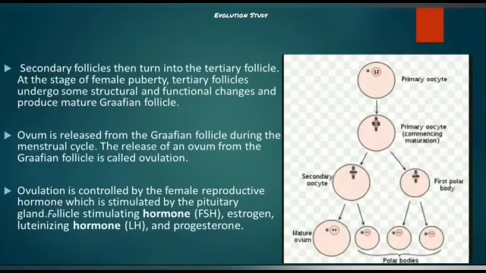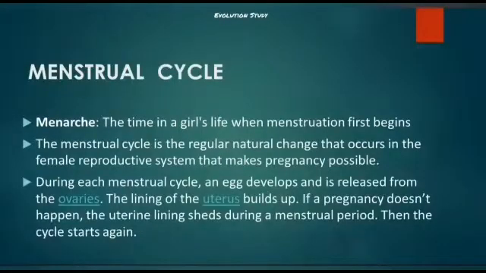Ovulation is controlled by the female reproductive hormones which are stimulated by the pituitary gland: the follicle stimulating hormone FSH, estrogen, luteinizing hormone LH and progesterone. Now let us discuss the menstrual cycle. What is menarche? The time in a girl's life when the menstruation first begins. The menstrual cycle is the regular natural change that occurs in the female reproductive system that makes pregnancy possible.